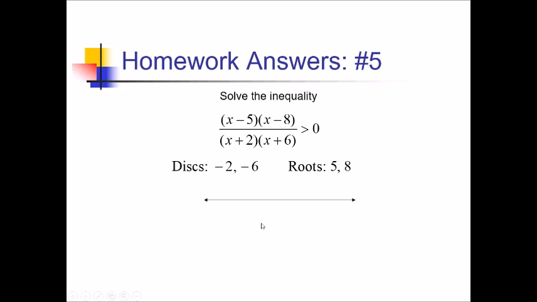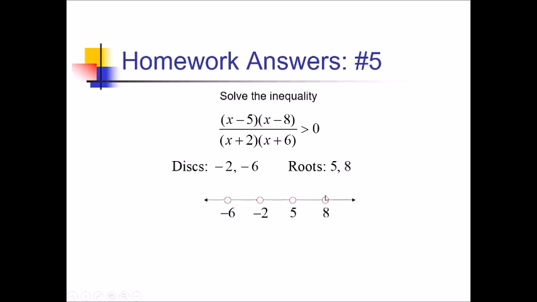So the far left number here is negative 6. Since that's a discontinuity, that's automatically an open dot. And then negative 2 is the next one in line, also going to be an open dot. For my roots, 5 is the next one. And since my inequality has no equals in it, I'm going to have to also use open dots for my roots. So open dot at 5 and open dot at 8.